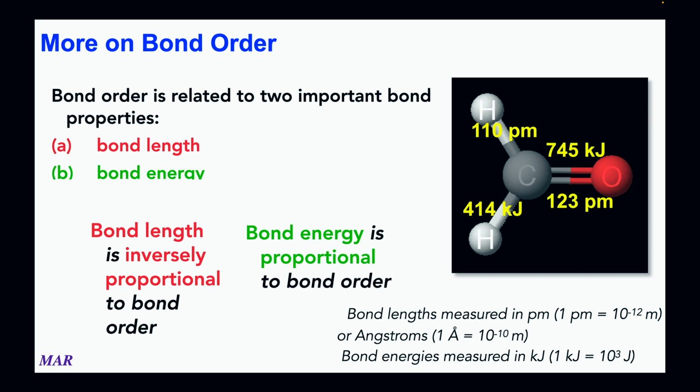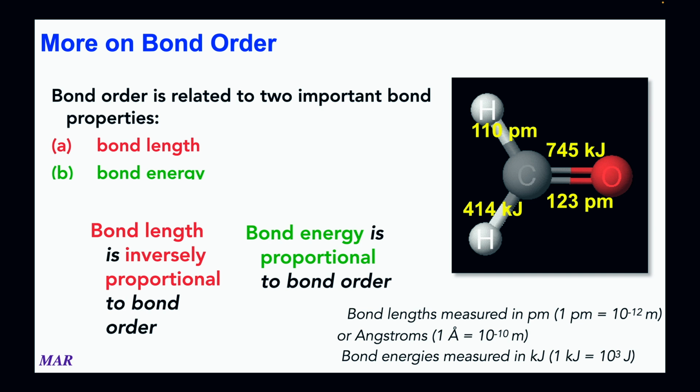We talked about how as bond order goes up, the bond length goes down. So bond order 2, a bigger bond order, is shorter than bond order 1. Likewise, a bond order 3 is even smaller than a bond order 2. So bond order goes up, bond length goes down.